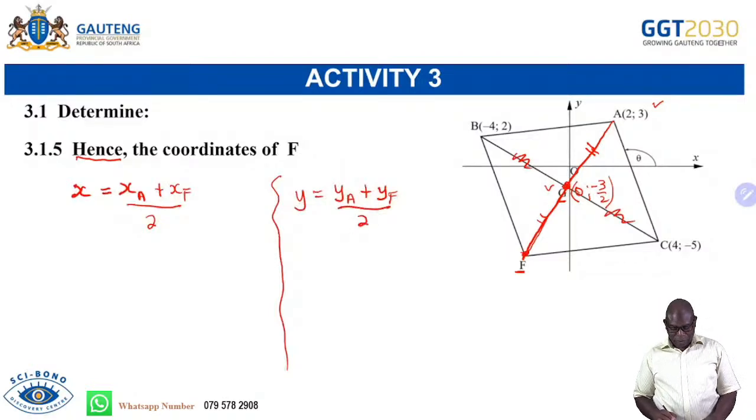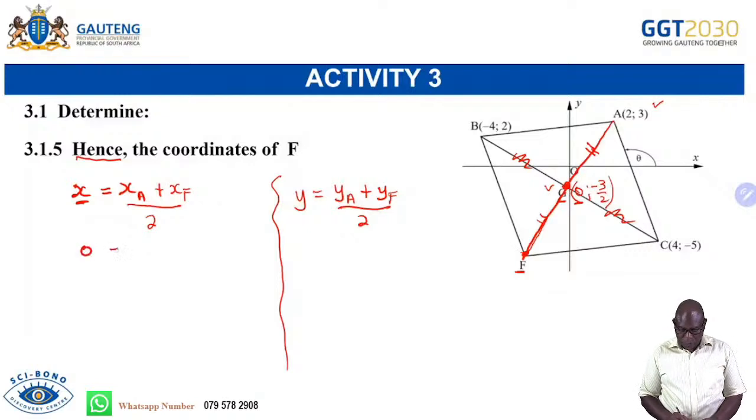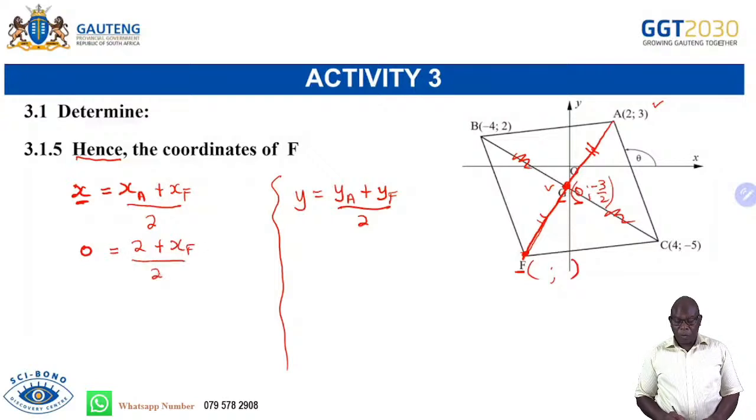For me to get the coordinates of that, the x here is the x value at G, which means this will be 0. X at A is 2. I don't know what x at F is, because that's exactly what I want. All over 2. If I cross multiply, I'll get 0 equals 2 plus x at F. So now my x at F will be equal to negative 2.